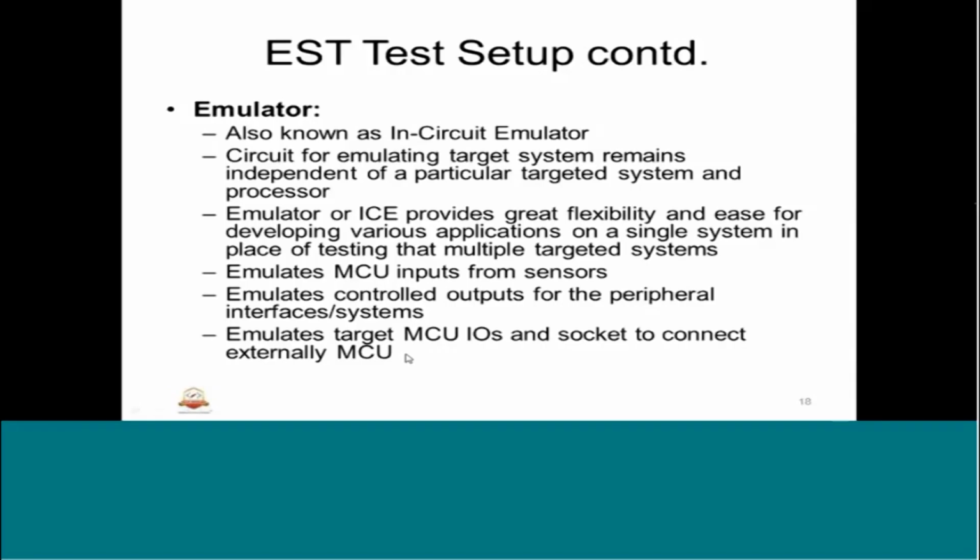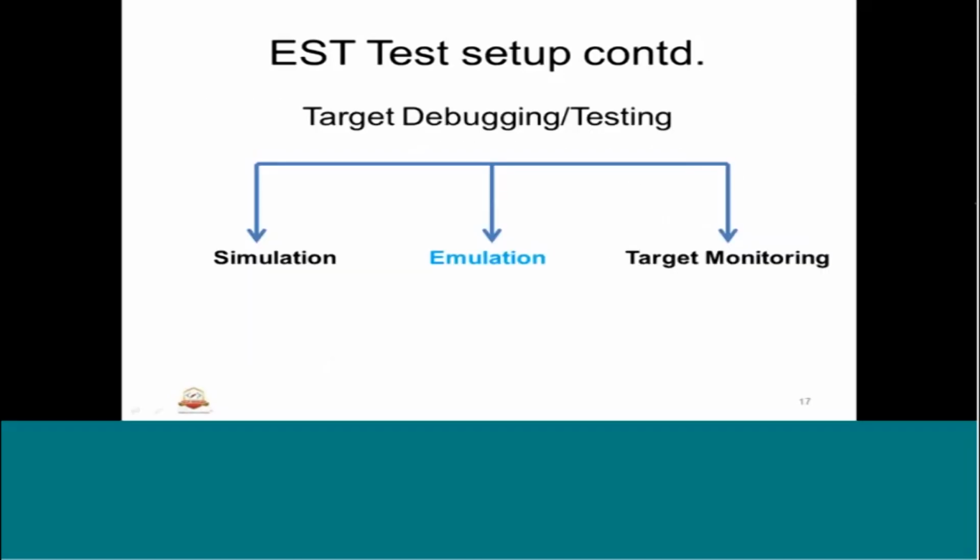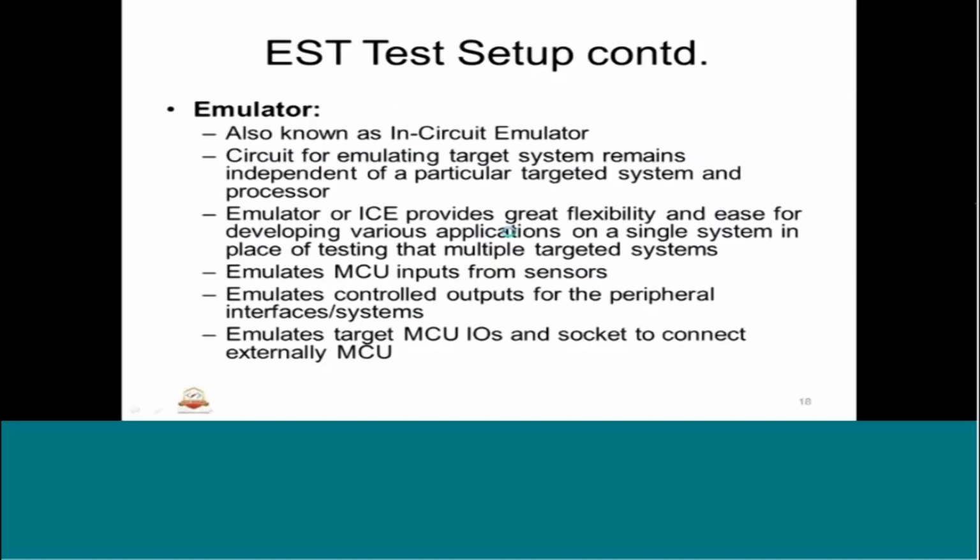The emulator emulates target MCU outputs and has a socket to connect to an external MCU. Suppose one more MCU is used; we can have multiple emulators or a single emulator connected with the first MCU, and it can be hooked or socketed with the other MCU. Because there are complex systems where we have multiple microcontrollers, both have to be used, and both will have some interfaces, inputs and outputs. So how do we do it? Definitely this is not possible with the help of a simulator. We have to use the emulation technique.